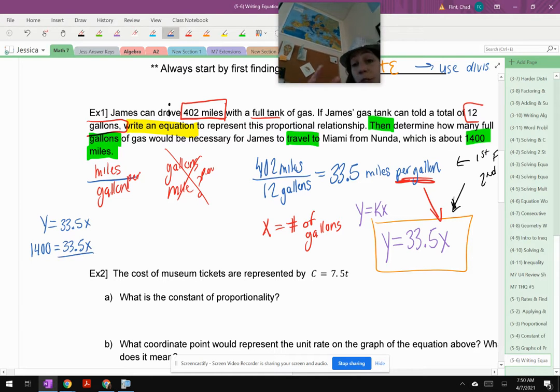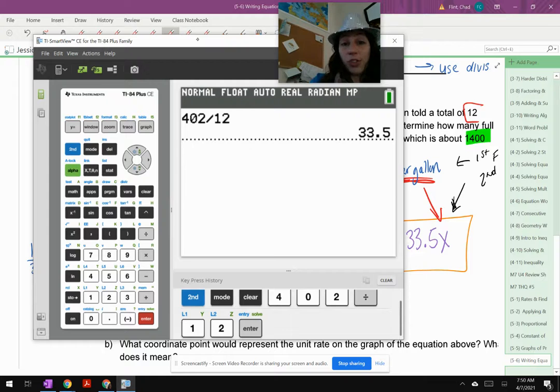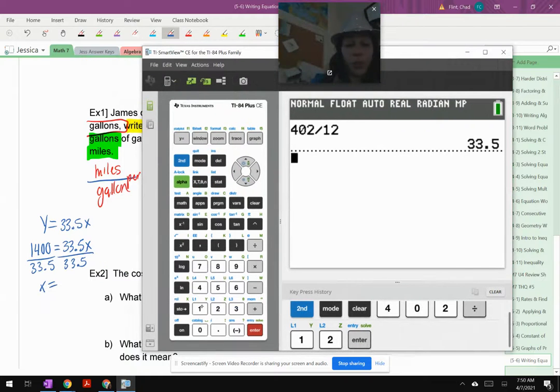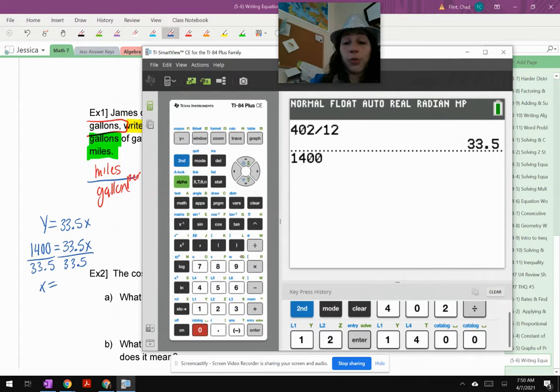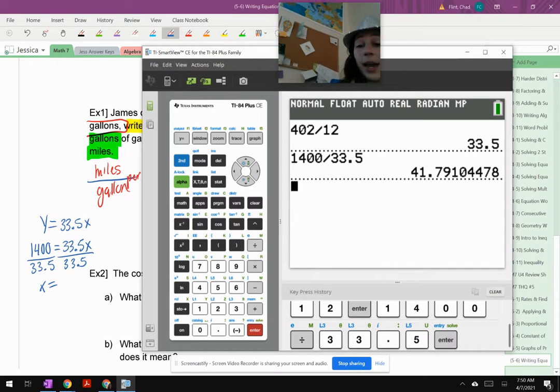Now solve that little two-step equation. 33.5 is being multiplied by x, so I'm going to divide both sides. You could solve this problem by simply doing the division. You don't have to use the equation, but I just wanted to show you that you could use the equation. You might realize that all you have to do is the division.